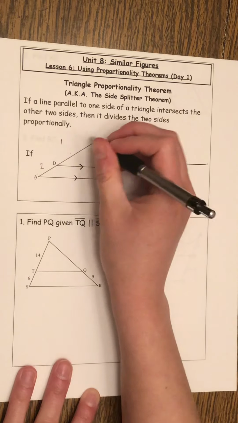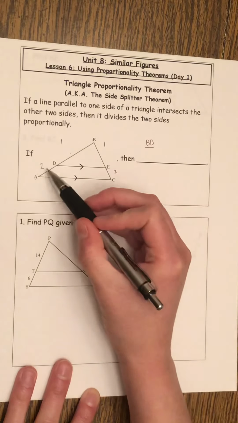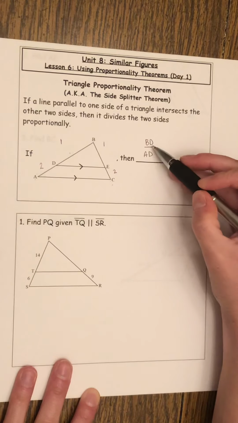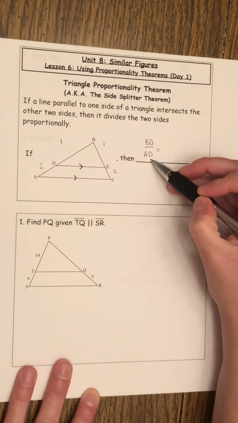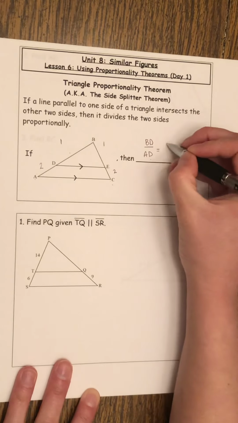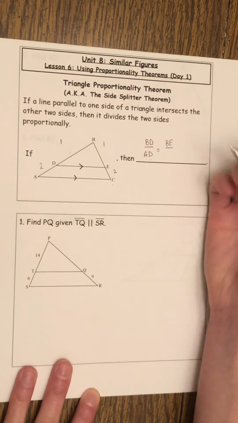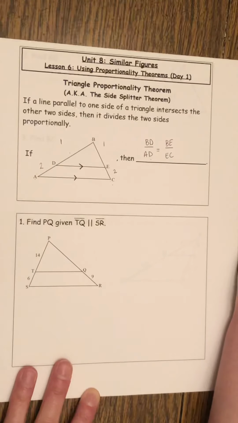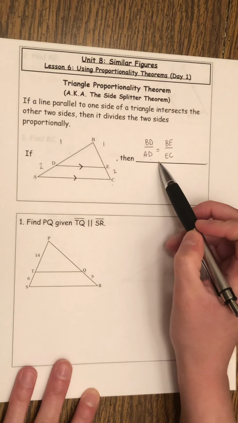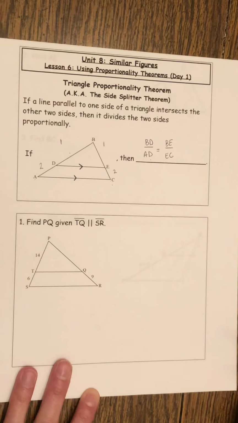So the first part on the one side is BD. The second part on the first side is AD. That ratio is going to be equal to the ratio of the two parts of the second side. The first part of the second side is BE. The second part of the second side is EC. So when we see this setup, we're going to set up a proportion with ratios of the two parts of each side of the triangle.